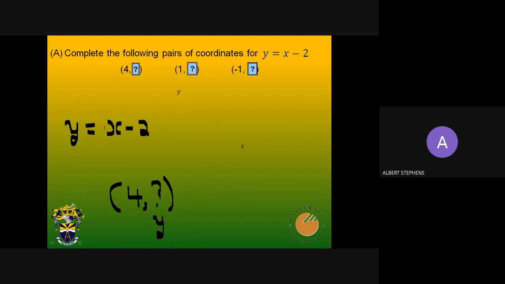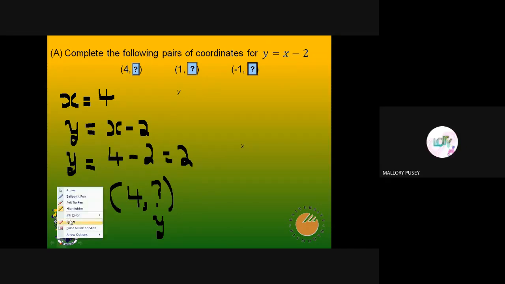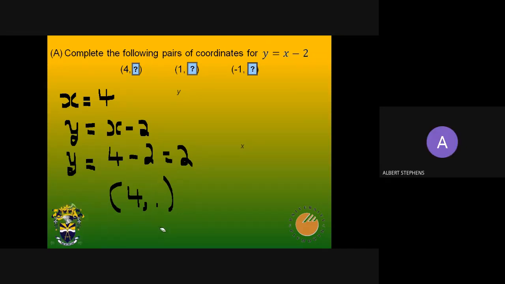Our job now is to find the corresponding y values. So we could say x is equal to 4. We're going to place x equal to 4 into this equation. So we're going to have y equal to, we replace x with 4, so 4 subtract 2. 4 subtract 2 is actually 2. Everybody see that? The corresponding value would be positive 2.